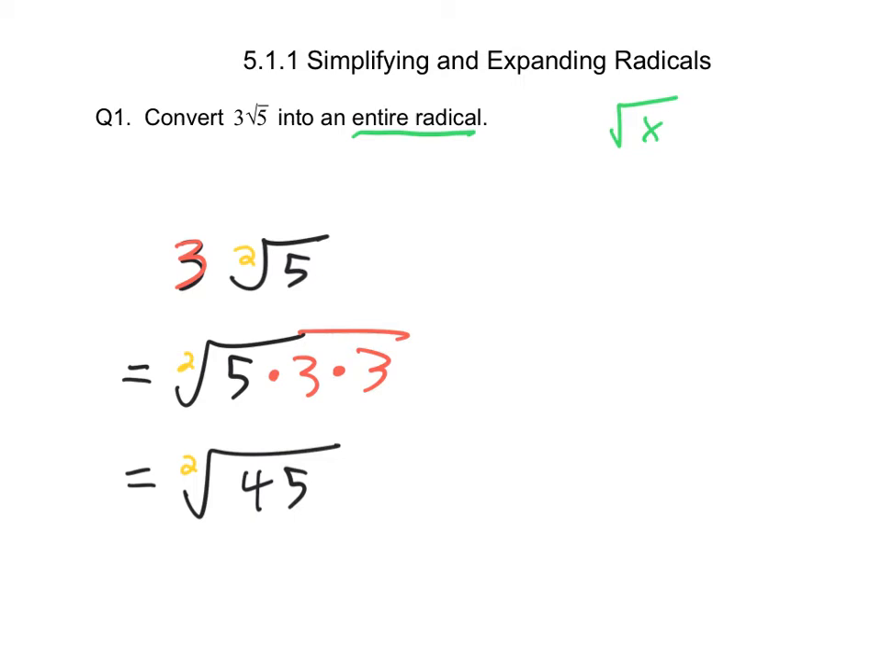I just want to take a moment and talk about some terminology very quickly. This value is called the degree, and the value that's under the radical symbol is called the radicand. So the square root of 45 has a radicand of 45, and it has a degree of 2.